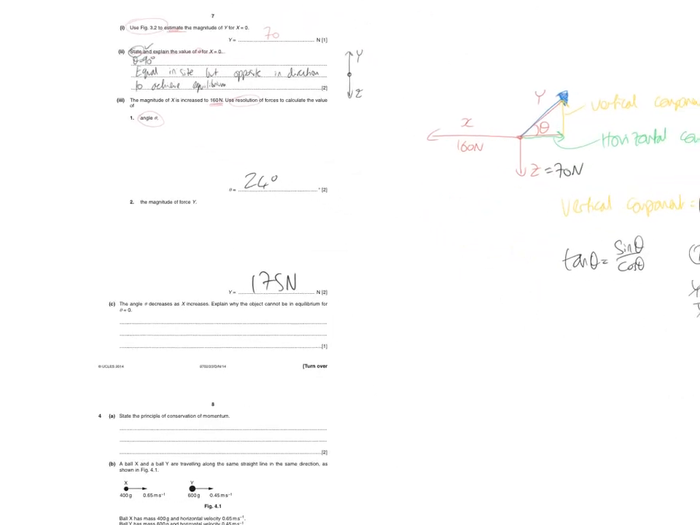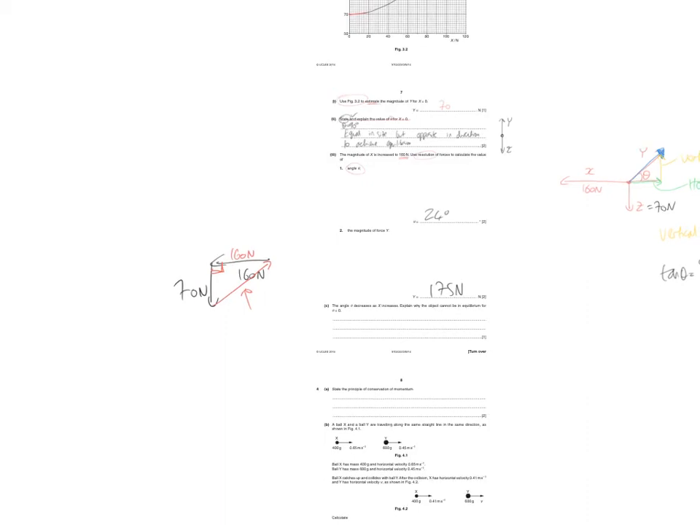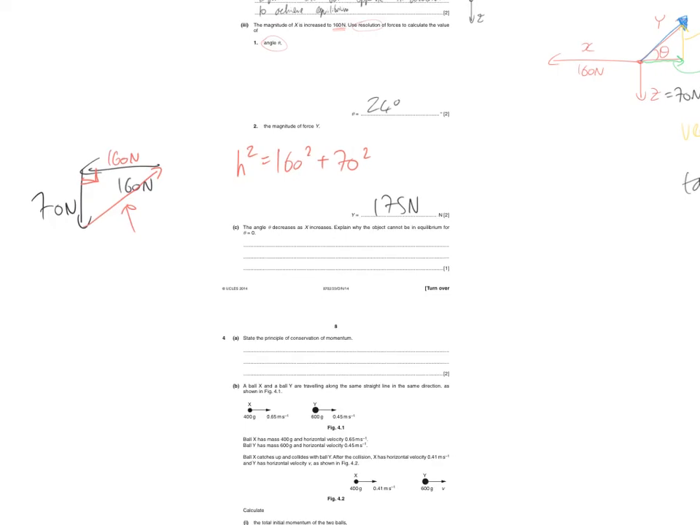Just another way you could do this, remember we've got 160 newtons of x going that way. We've got 70 newtons of z going down. And if we know the resultant y, remember it needs to close the triangle because it's in equilibrium, it's that. If we put the right angle in, and I should have written 160 up there really, it makes it a bit clearer. We want to find this one, which is the hypotenuse. We know from Pythagoras the hypotenuse squared is equal to the sum of the two other sides squared. If you solve that, you'll also get 175.